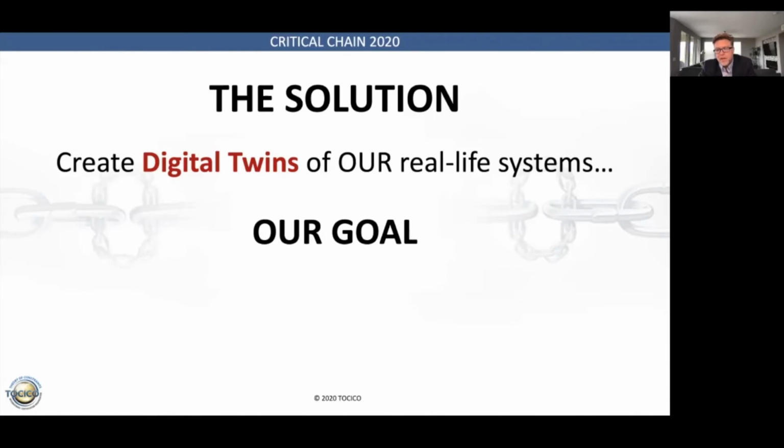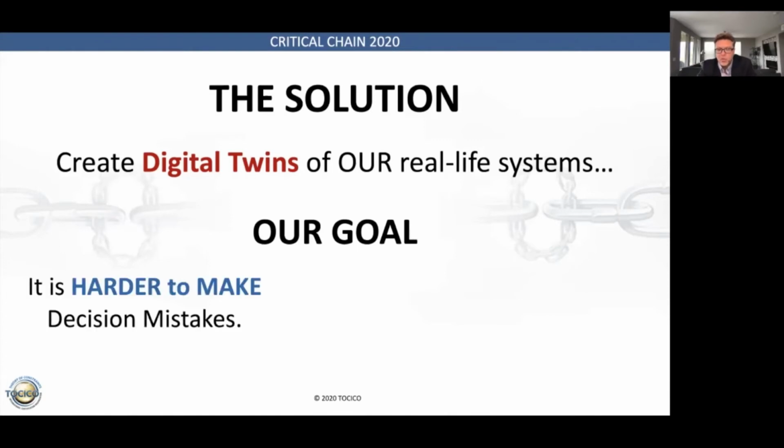Over the past decade, and maybe even the past 5 years, there have been massive advances in building digital twins that help us to overcome these limitations in a very practical way. And our goal with digital twins is very simple. We want to give decision makers access to this technology so that it's harder to make decision mistakes, because we'll be able to predict much more accurately what the impact of our decisions will be.